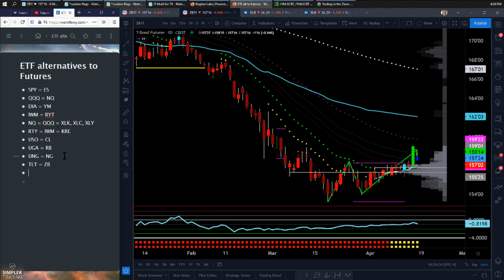All right. Many of you know we have GLD. This is a very popular one for gold futures. And we have SLV for silver futures. And then some of you might not know that we have corn for corn futures.